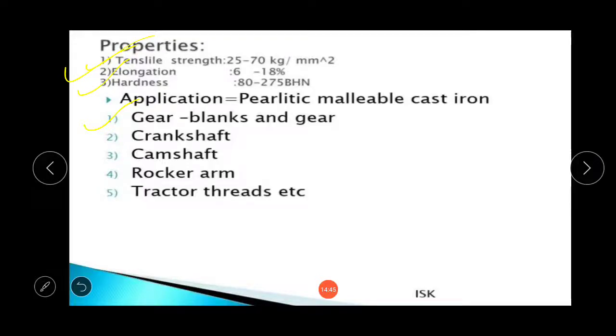Next, crankshaft. Next, camshaft. Next, rocker arm. Next, tractor thread. These are all applications of the pearlitic malleable cast iron. Generally pearlitic malleable cast iron is used because ferritic malleable cast iron is very weak.